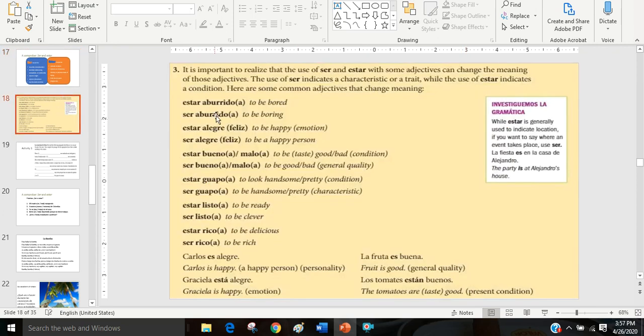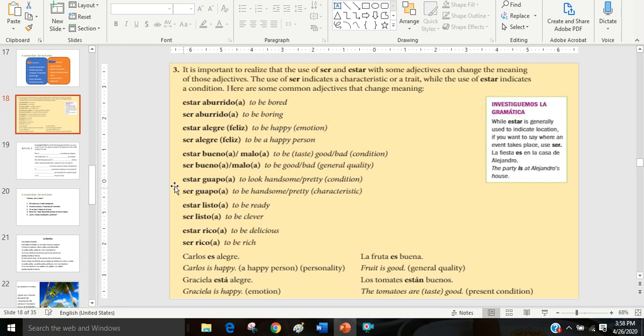Okay, there are also some times we'll use estar or ser, depending on what we want to mean. Por ejemplo, estar aburrido significa to be bored, mientras ser aburrido is to be boring, to be a boring person. Por ejemplo, Carlos es alegre, he's a happy person, part of his personality. Mientras Graciela está alegre, that's a passing condition, an emotion, we're going to use estar with that. So take note of these differences. In a lot of cases you just need to memorize them. For example, estar listo significa to be ready, ser listo significa to be clever.